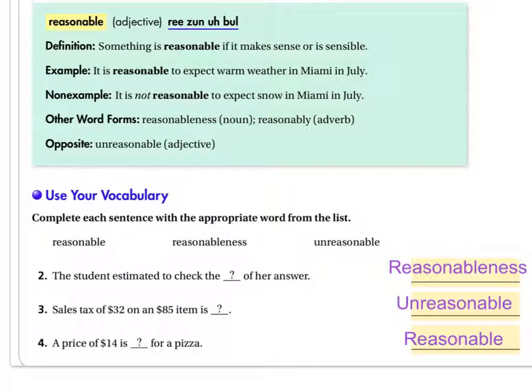And how did you do? First one is the reason we use this word. The student estimated to check the reasonableness of our answer. And we always want you to look back at the problem and make sure your answer makes sense or is reasonable.